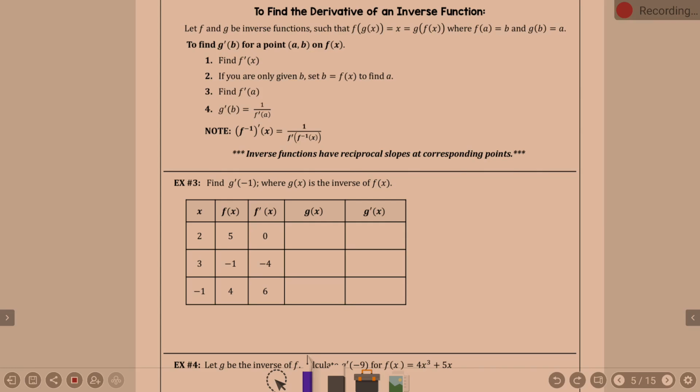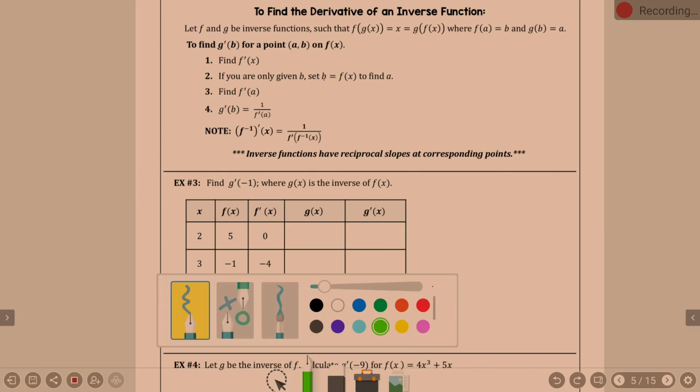We didn't have to find the derivative on the last one. If you're only given B, you have to set B equal to F of X. That's what we did on that last one to find A. You find F prime at that A value, and then you're plugging it all in.